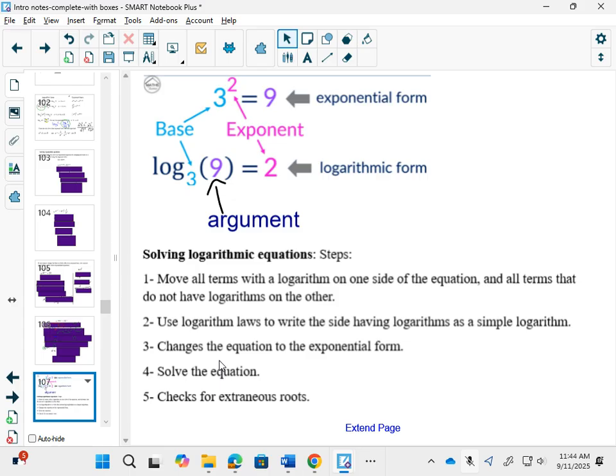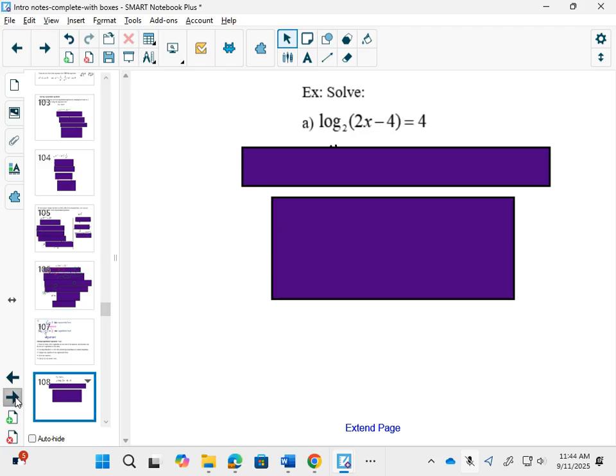Sometimes, though, using this process might give us an answer that actually doesn't work. So in solving logarithmic equations, at the very end, you always have to check to make sure your answer works, because sometimes you'll get something in your argument that's negative or 0, and you can't take the logarithm of a negative number, you can't take the logarithm of 0. So if that is the case, then the answer that you got is actually not an answer and an extraneous root. So let's do a couple.